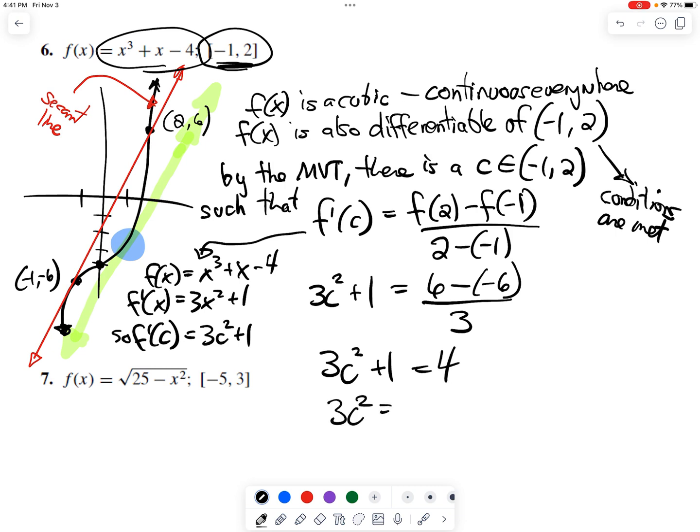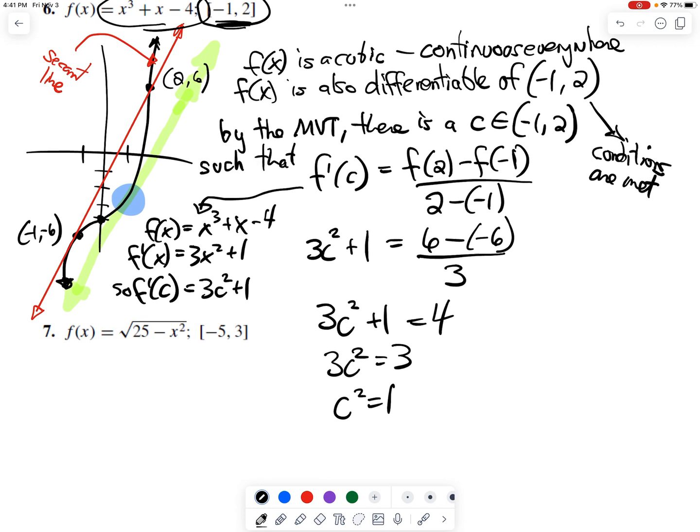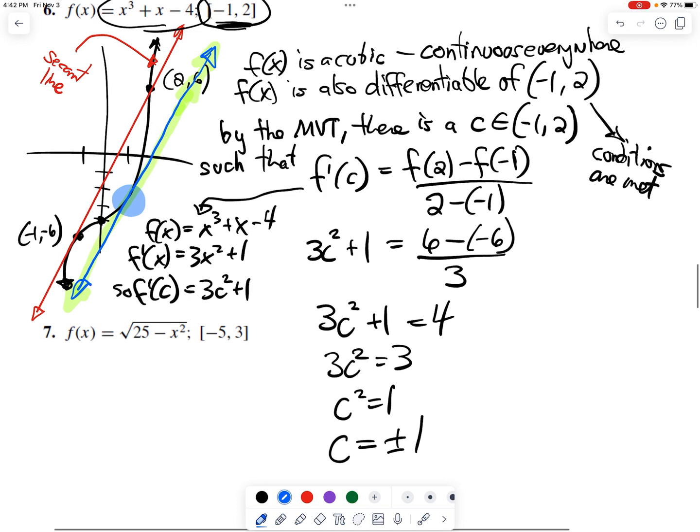3c squared equals 3. c squared equals 1. So if we're solving that, c could be plus or minus 1. And so it looks like there are two places where the slope of the tangent line is the slope of the secant line. One of those places is x equals 1, kind of confirmed. And the other place is x equals -1.